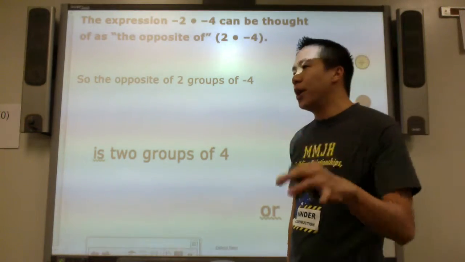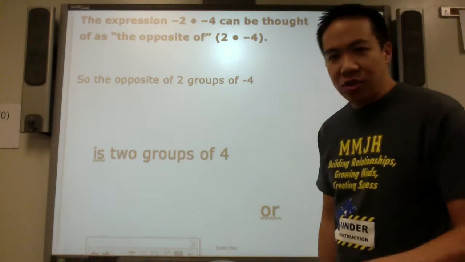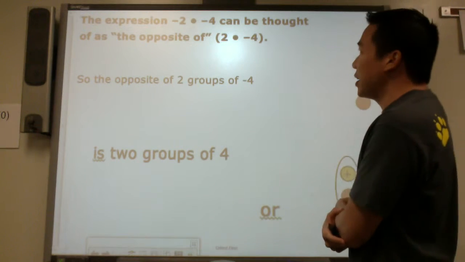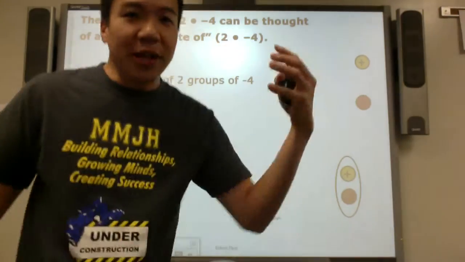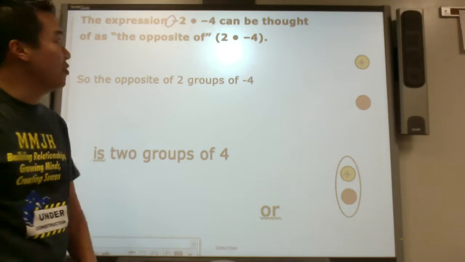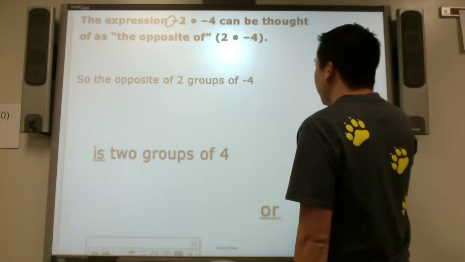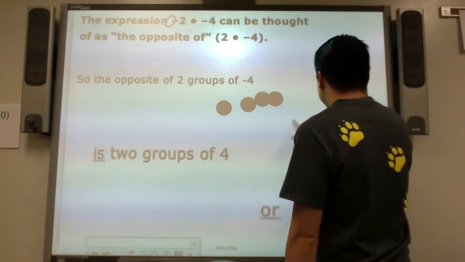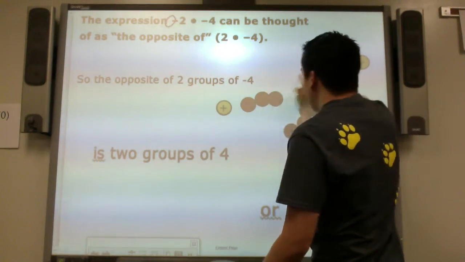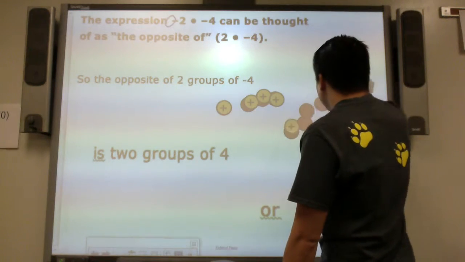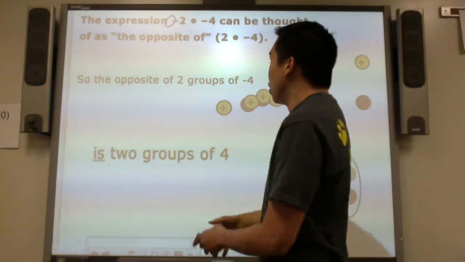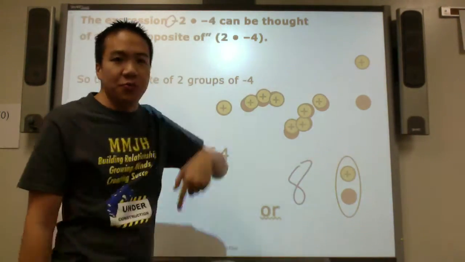Now the toughest one, negative by negative. This is where everybody gets all excited. So the expression negative 2 times negative 4 can be thought of as the opposite again. We're still talking about opposite. This is the opposite of two groups of negative 4. So we needed two groups of negative 4. So what is the opposite of this? Again, if you had a flip coin, you would just turn this over. So you get 8 as the answer. So I would say, do the opposite of two groups of negative 4.